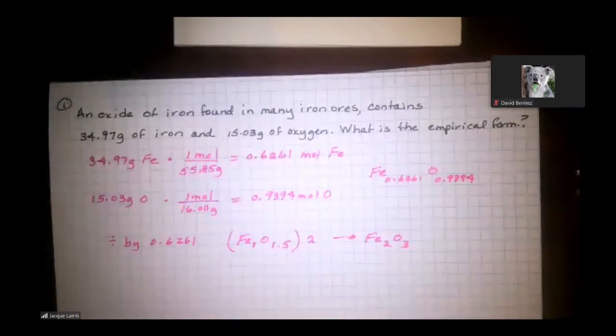Usually it will be either a half or a multiple of a half, or it'll be a third. Occasionally it'll be a quarter. Usually not any worse than that though. So you might have to multiply by 2 or by 3 or by 4 to clear whatever fraction you have there. Does that make sense to everybody?